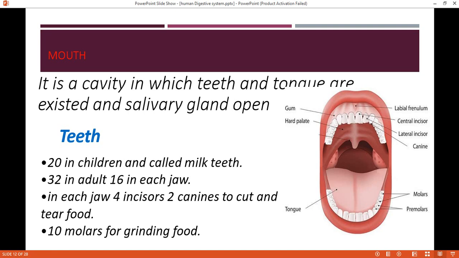Each jaw has 4 incisors, as you see here: 1, 2, 3, 4. Here are 4 incisors and 2 canines, 1, 2, and 10 molars. These are the molars. The mouth is a cavity in which teeth and tongue exist, and also the salivary glands open.